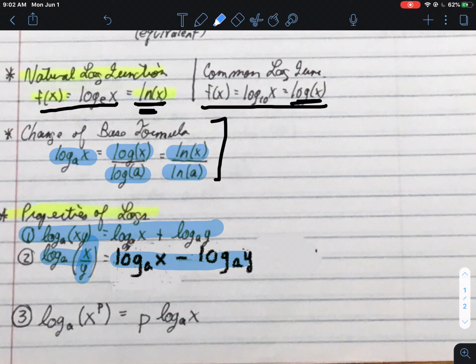This third property, call it a power property if you wish: log base a of an argument that involves an exponent, so I have an x to the p power, can be written as p times log base a of x. In other words, I can take the exponent on my argument and place it in front of the log, and I have the product of that exponent times log base a of the base.